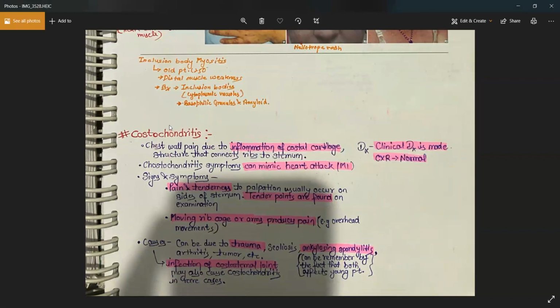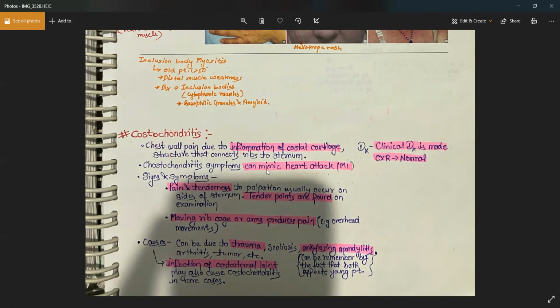Here, one thing also to remember about costochondritis: as the name suggests, it is inflammation at the costochondral junction, which is around 4 centimeters from the central sternum. You have the sternum in the center, and 4 centimeters lateral to the sternum you have the costochondral junction. Inflammation there leads to costochondritis, and this condition can mimic a heart attack. You will have a very severe chest pain lateral to the sternum.